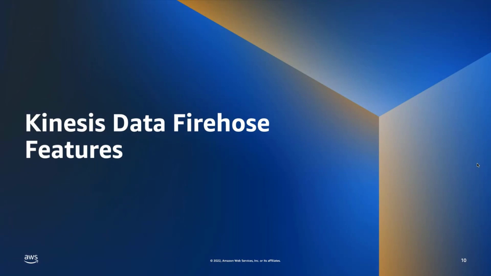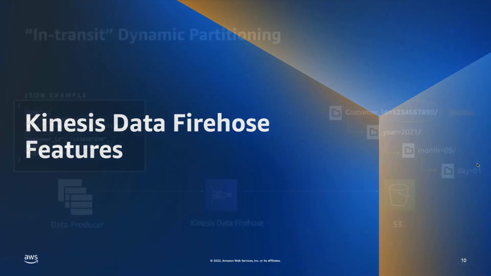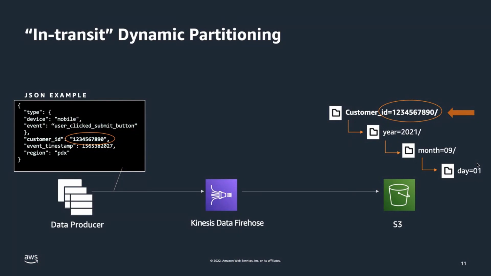So let's dig deep into these features and understand them a little bit more, starting with dynamic partitioning. The goal here is that if you look at the left side, you have a JSON example. Traffic is coming in, let's say customer ID, the one that's highlighted here in a bubble. And as the traffic comes to Kinesis Data Firehose, you want to make sure that when you push it to S3, you create buckets and folders on the fly. And the folder name, the prefix name, is basically the value of the customer ID or whatever key you have in your JSON example here.